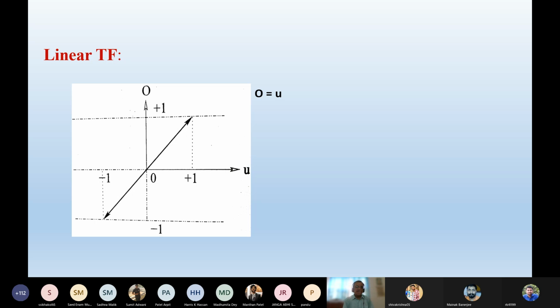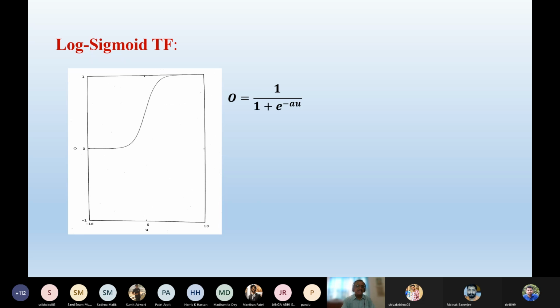This type of linear transfer function is used in a special type of network, or generally in the input layer, we use this type of linear transfer function for almost all types of neural networks. You might have heard about one network that is called a linear filter. There we use this type of network very extensively.